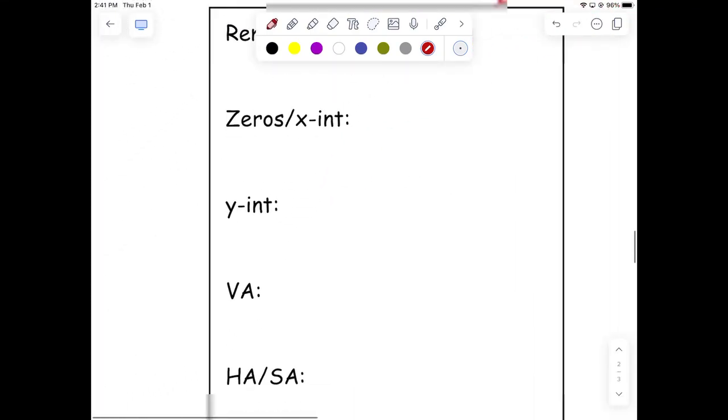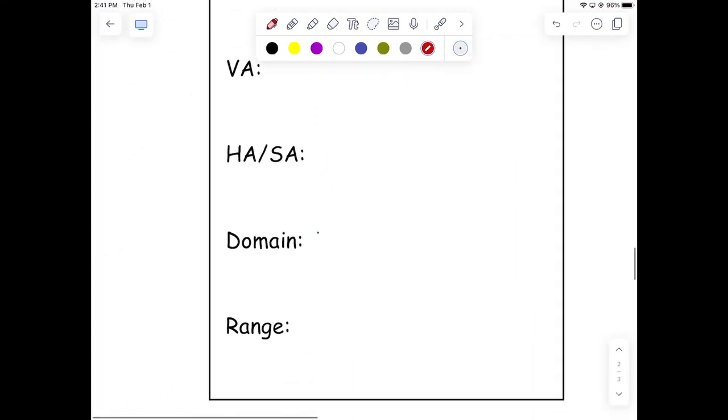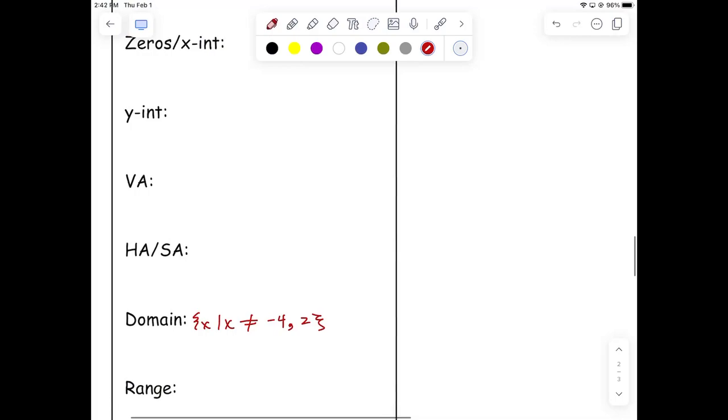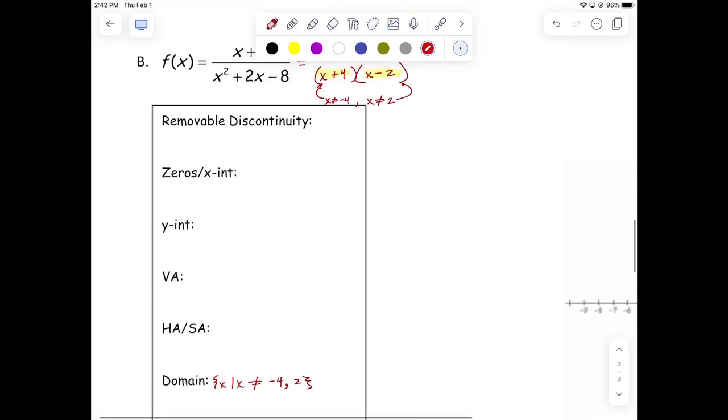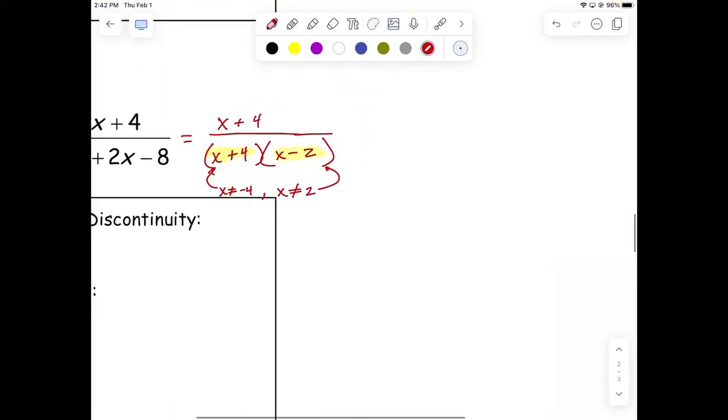So let's come down here and answer the domain. It's the set of all x such that x is not equal to negative 4, comma 2. No way, no how. They're not going to be in the domain. Now, here's what's new to this problem and this section: these are going to be called discontinuities.